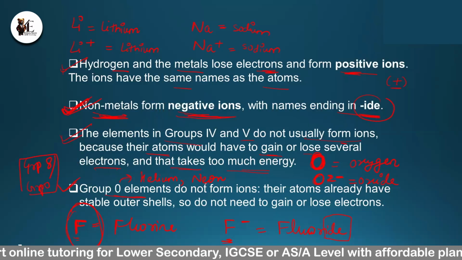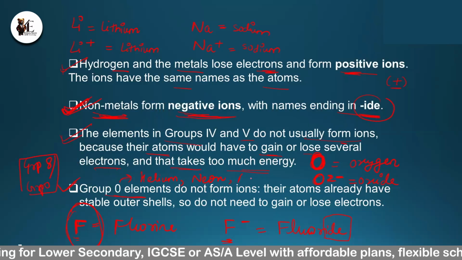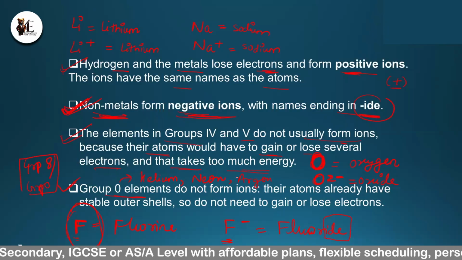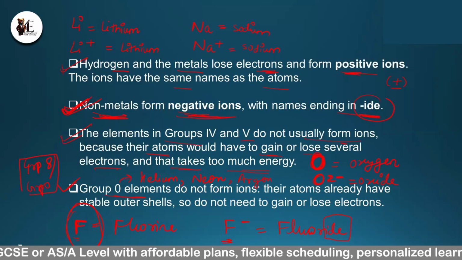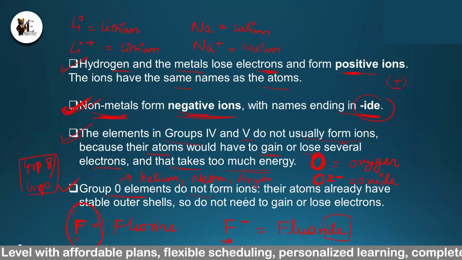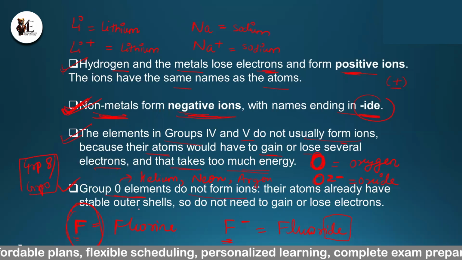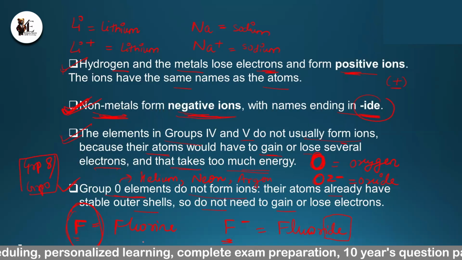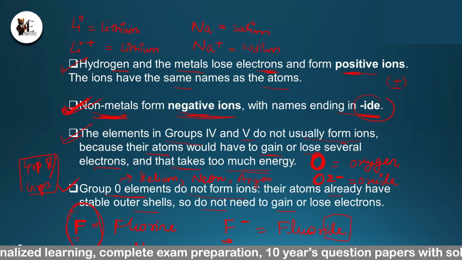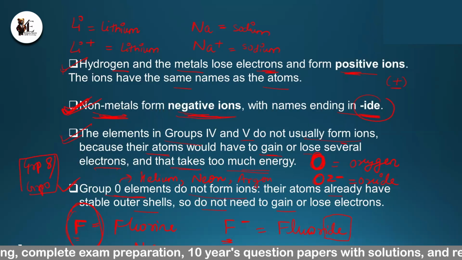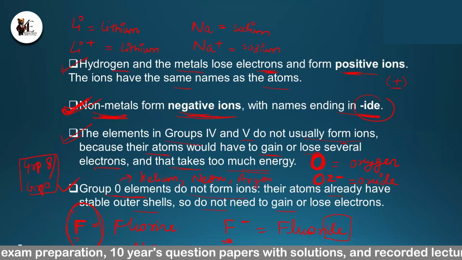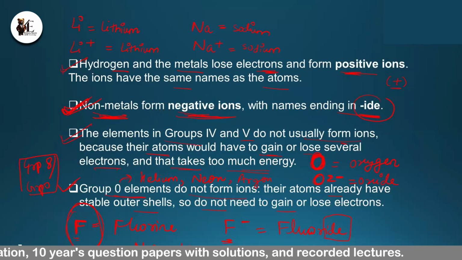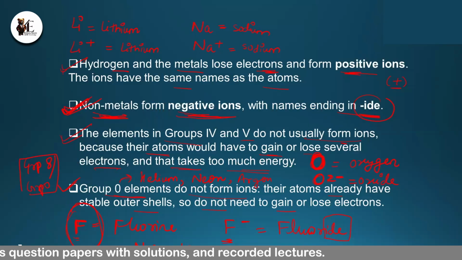Helium, neon, argon, they are already stable. They have 8 electrons in their outermost shell already. So they do not form ions because their atoms already have a stable outer shell. So why do they need to gain or lose electrons? Let us see an example of neon. Tell me the atomic number of neon. 10. Electronic configuration. 2,8. Yes. So it already has 8 electrons in its outermost shell.